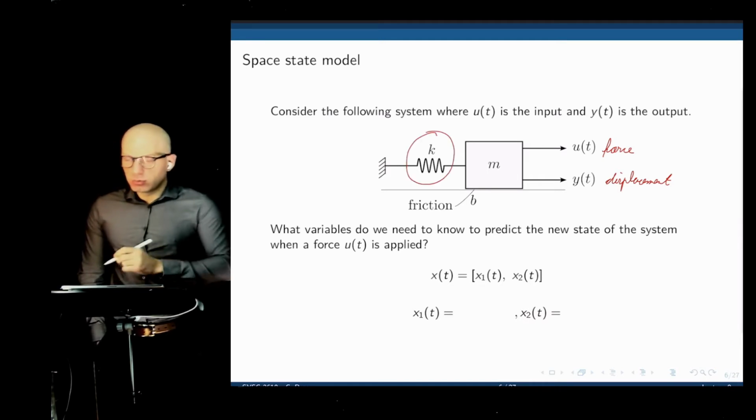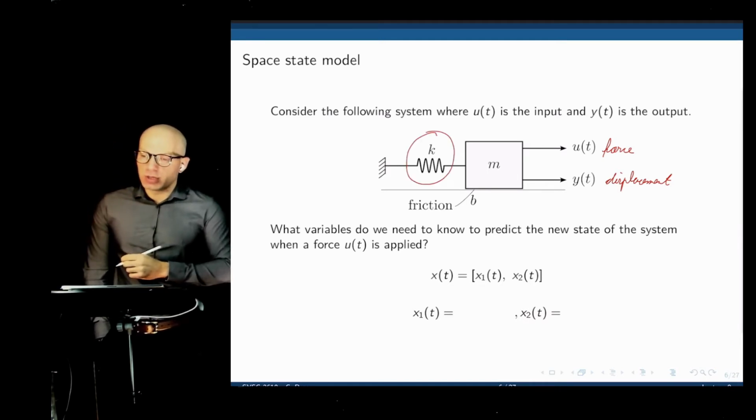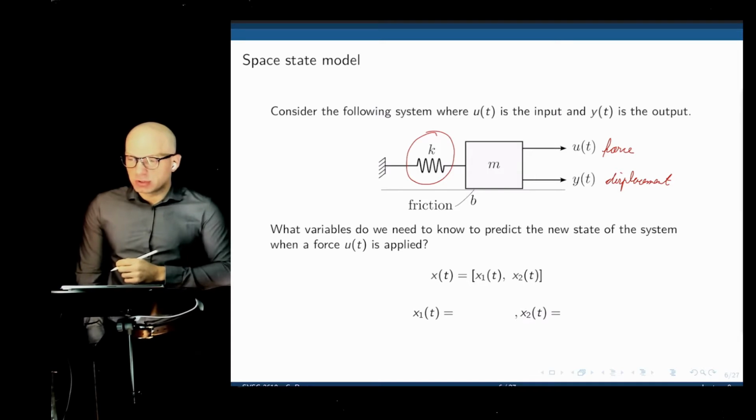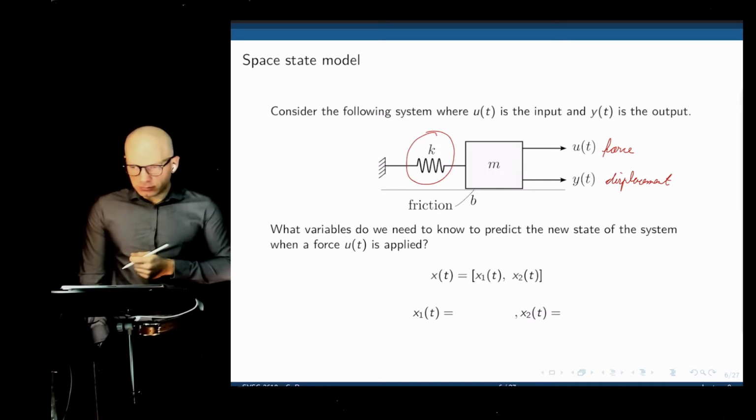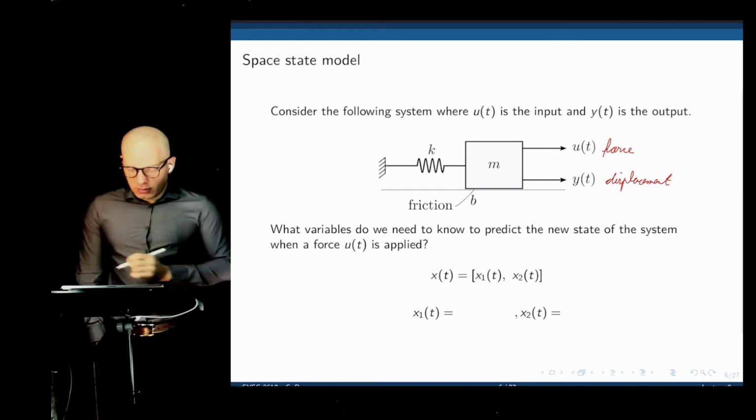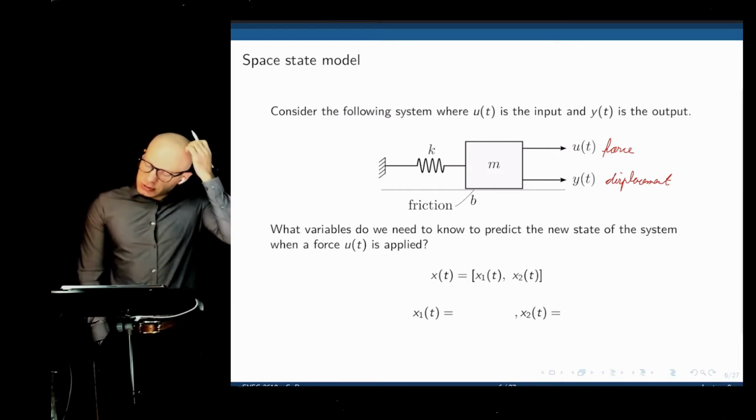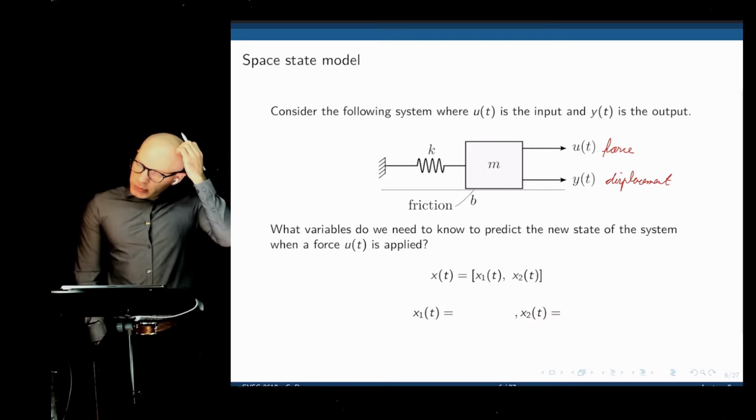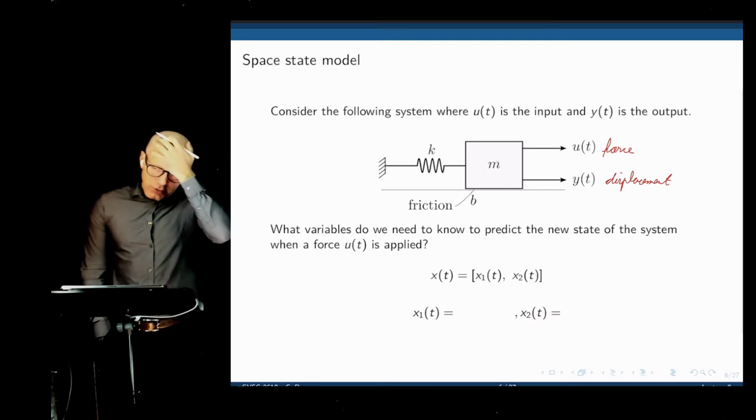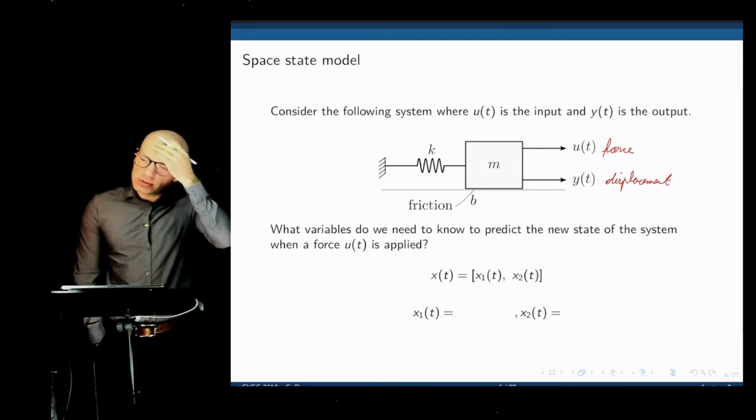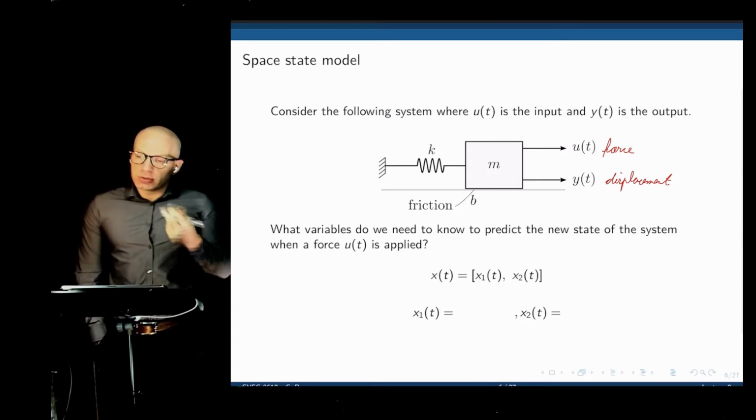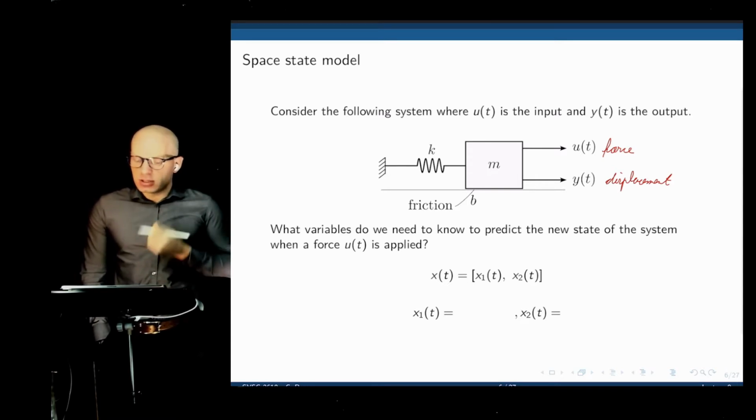The position will regulate how much energy we can store in the spring in the form of potential energy: 1/2 x squared times k. The speed of the system, which is the derivative of position, will regulate how much kinetic energy we can store in the system, 1/2 m v squared. So these are two elements storing energy, so we can define them as state variables.